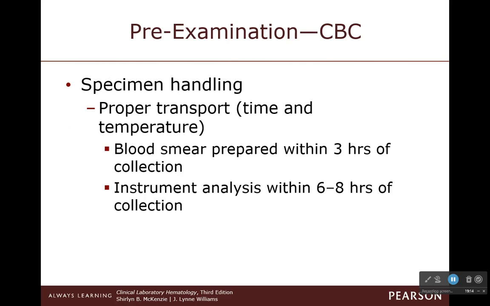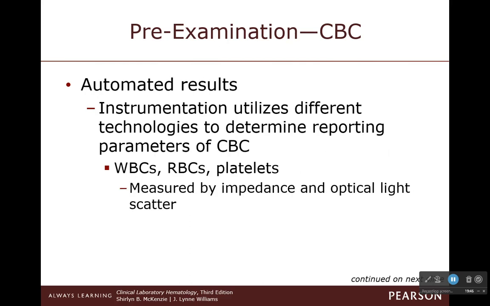Okay, so specimen handling, proper transport, time and temperature. If you're going to make a blood smear, it needs to be made within about 3 hours of collection. And then analysis needs to take place within no more than 6 to 8 hours, okay? There are some hospitals that say 4 or 5 hours, and they're not going to do it after that. So it just depends on your hospital, okay? You always go by your protocols for your analysis, okay?